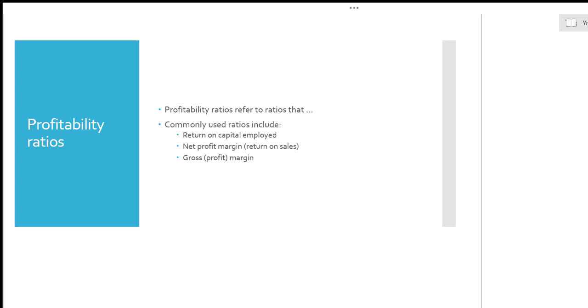Commonly used ratios that measure profitability include the return on capital employed, which we simply take the operating profit and then just very simply divide it by capital employed. Simple. And we multiply that by 100.